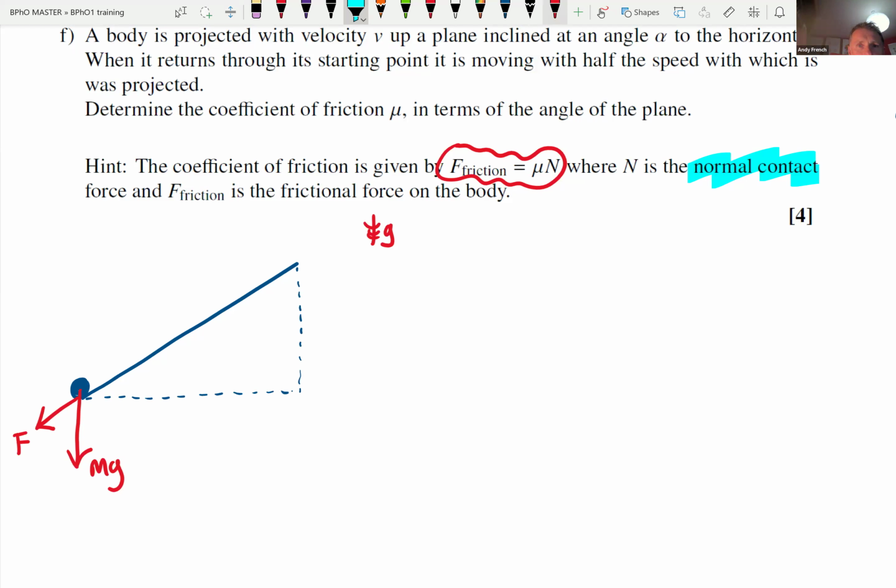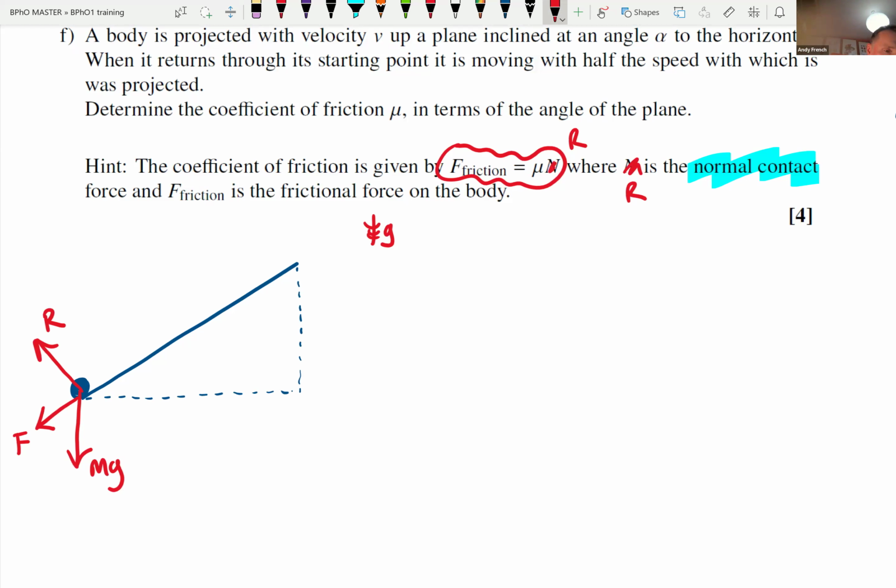So let's draw a normal contact force. I'm going to call that R, actually. I don't really like using N, I'm going to scrub that out, because N is very close to Newton's. So I'm going to call that R. I was going to relabel that. I hope BPhO don't mind. And there we go.